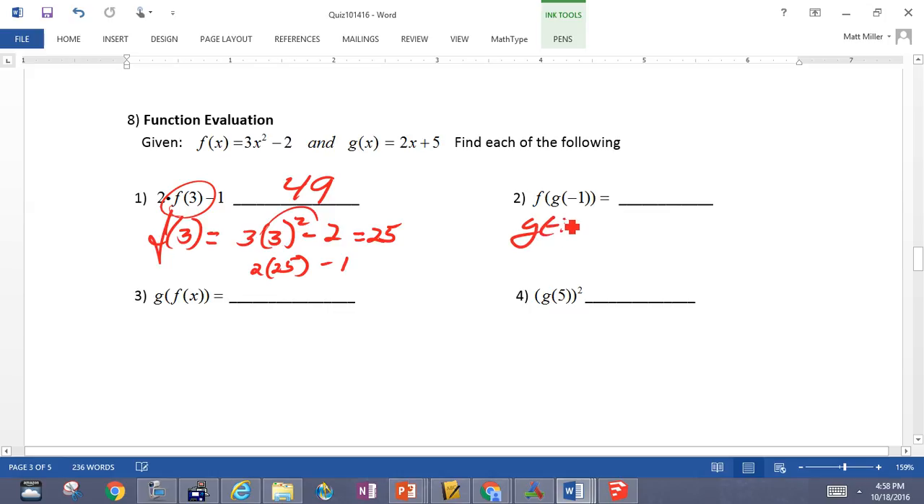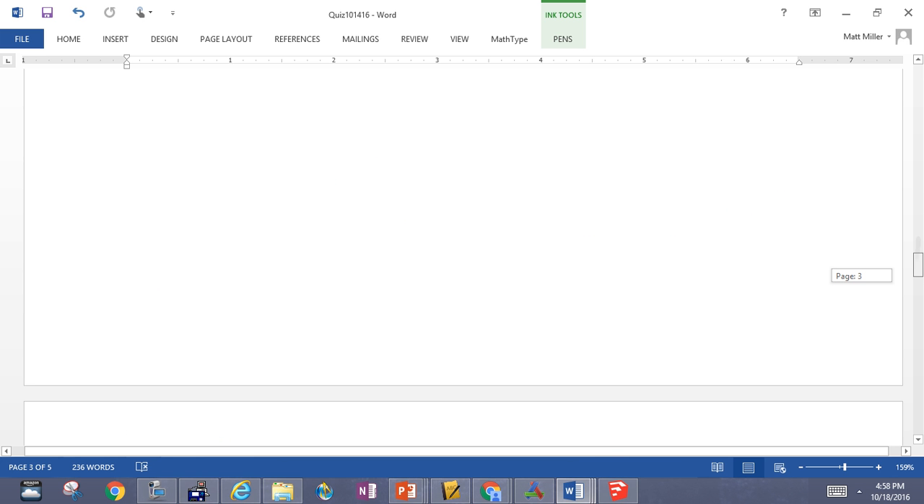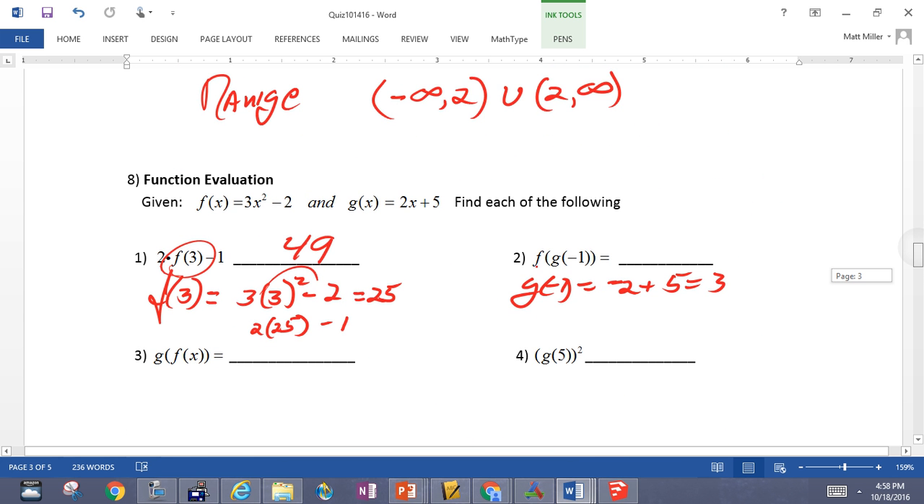g of negative 1 simply says go to function g, put in negative 1. If I put in negative 1, I get negative 2 plus 5, which is 3. Now I want to evaluate f, the outside function, at this value of 3. So now we're going to do what is f of 3. Well, f of 3 was already determined to be over here. So f of 3 is simply going to be 25.